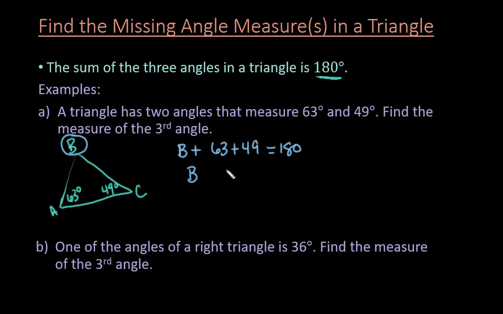63 plus 49 gives me 112. And then to find B, I would just subtract the 112 from both sides. Okay, so our missing angle measure for this one is going to be 68 degrees. So we can say that our missing angle measure is 68 degrees. And like I said, you don't have to draw the picture, but a lot of times in geometry, it's helpful to have a picture to see what you're doing.